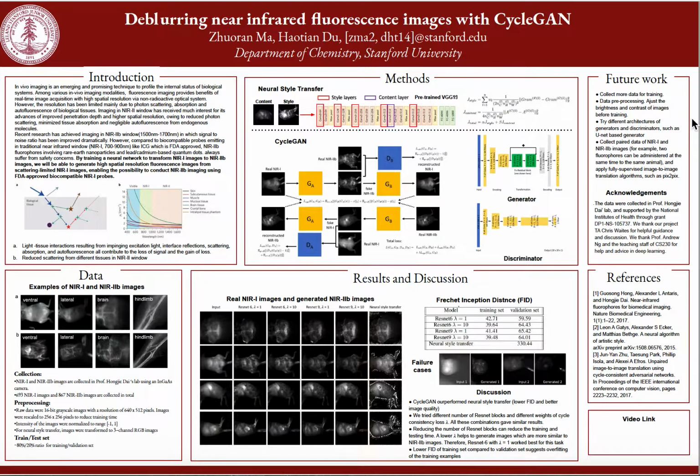Some of our future work includes, first, we can potentially collect more data for training, and second, we can probably do better on data pre-processing, like adjusting the brightness and contrast of images before training, and that might help us reduce the artifacts that we just talked about in the failure cases. And we can also try different architectures of generators and discriminators. Here, we used ResNet, and we could potentially use other architectures like a UNet-based generator.